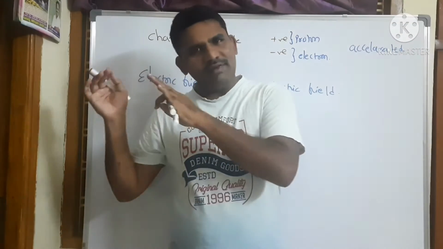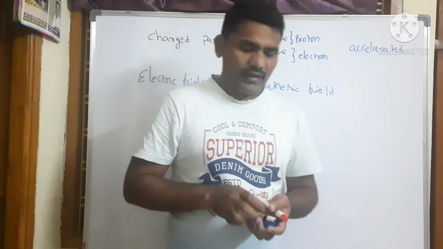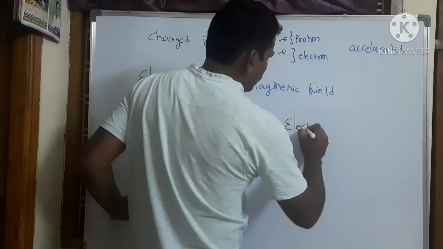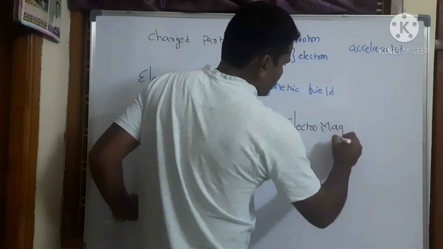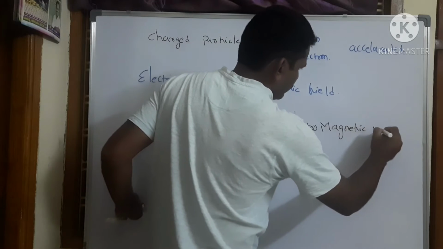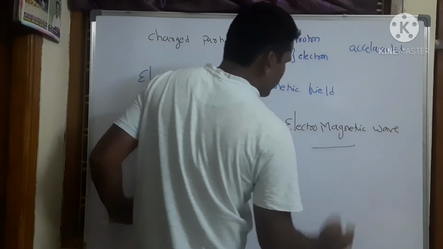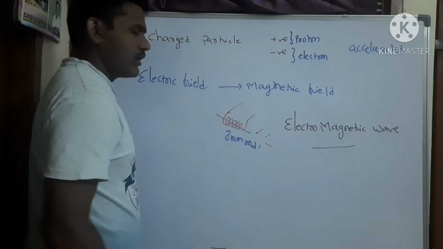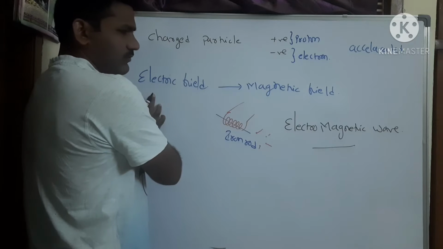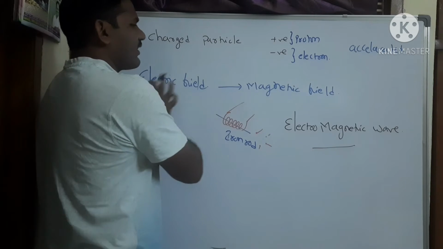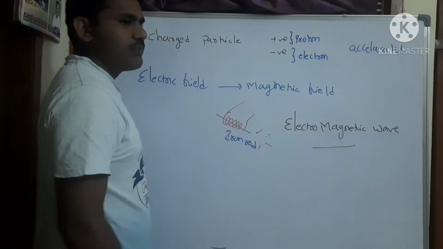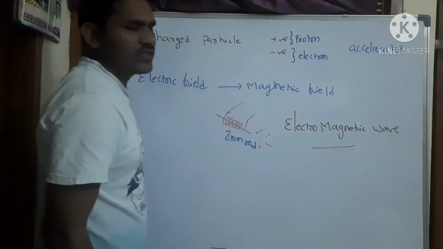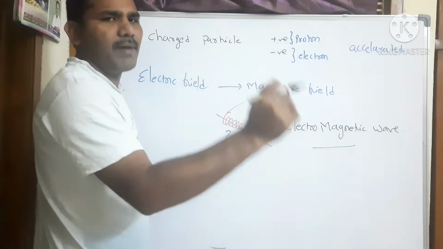This alternating electric and magnetic field creates a wave. That wave is called an electromagnetic wave. So I will conclude once again. When a charged particle is accelerated, it creates an alternating electric field. This alternating electric field creates an alternating magnetic field. Because of this alternating electric and magnetic field, a new wave is created, which is called an electromagnetic wave.